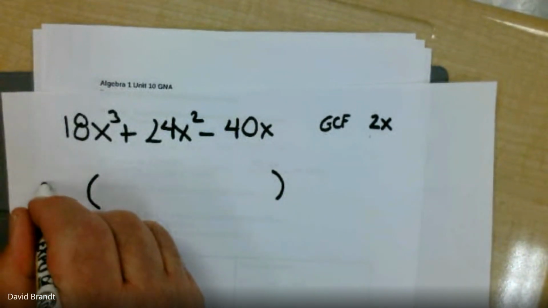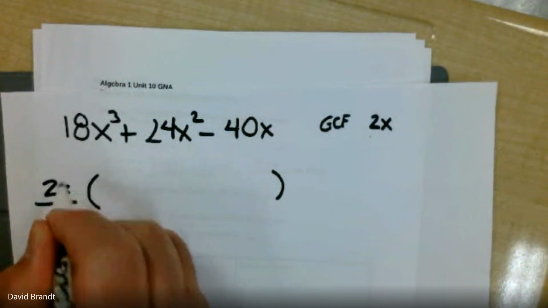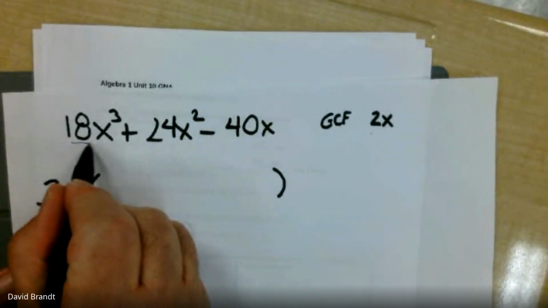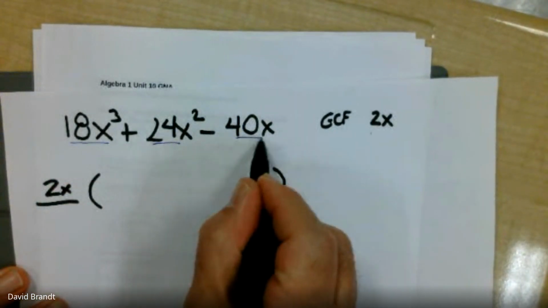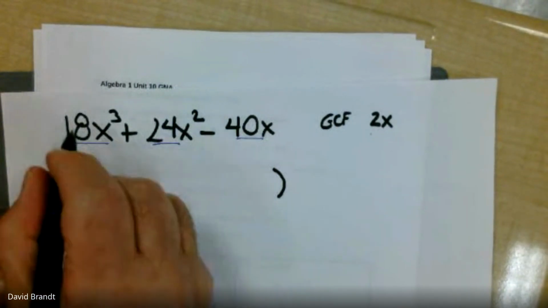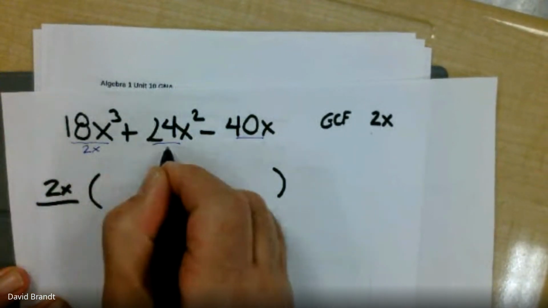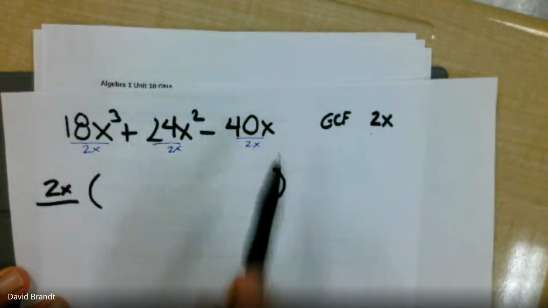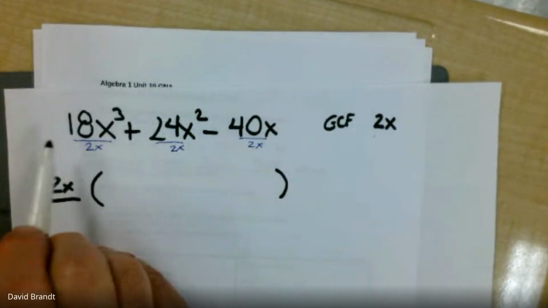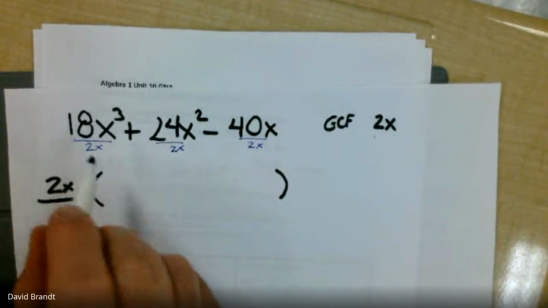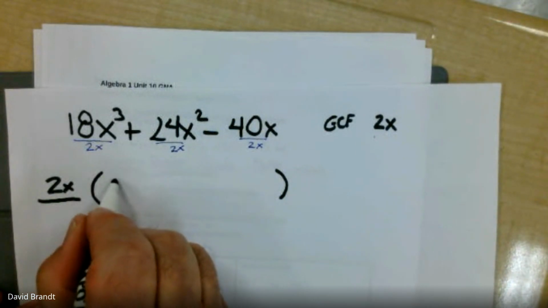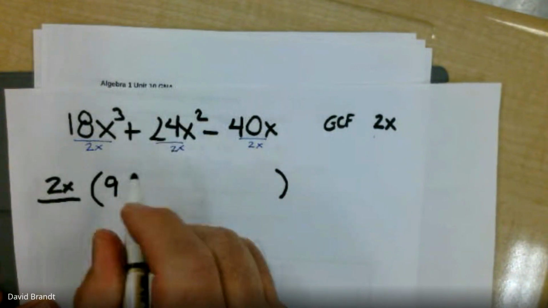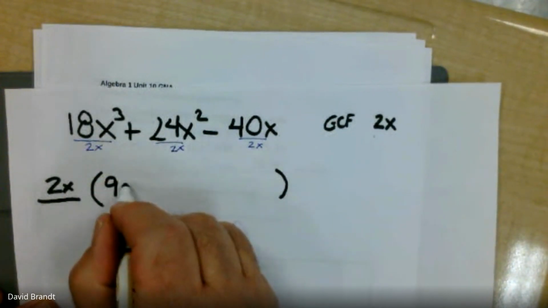Now you're going to write 2x on the outside. Now what goes on the inside? You are going to divide all three terms by the greatest common factor. So put a 2x underneath all three terms, and we're going to divide and see what's left. What is 18 divided by 2? 18 divided by 2 is 9. What do you do with the exponents when you divide? 3 minus 1 is 2.